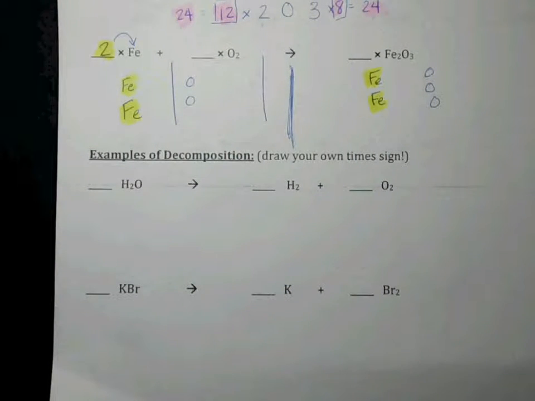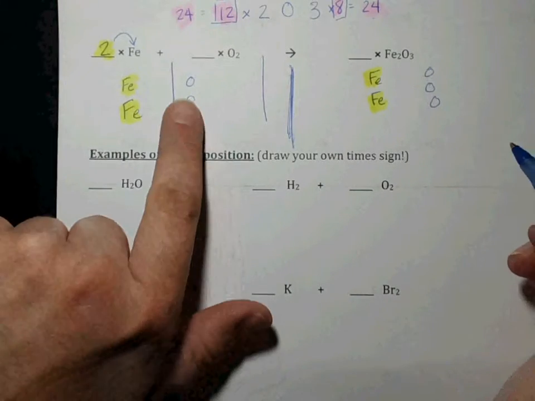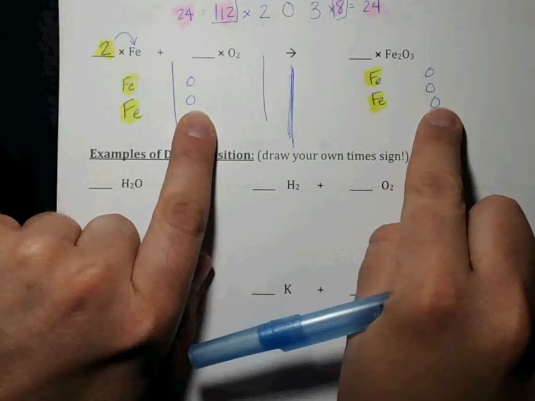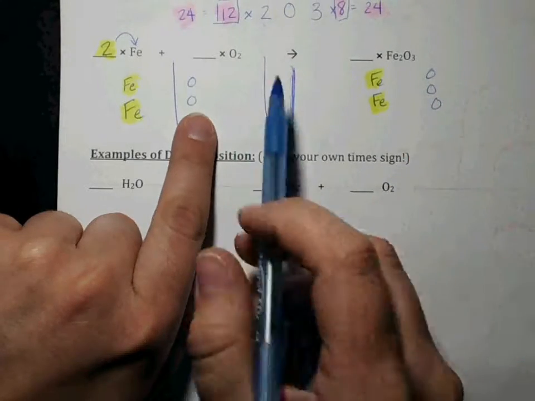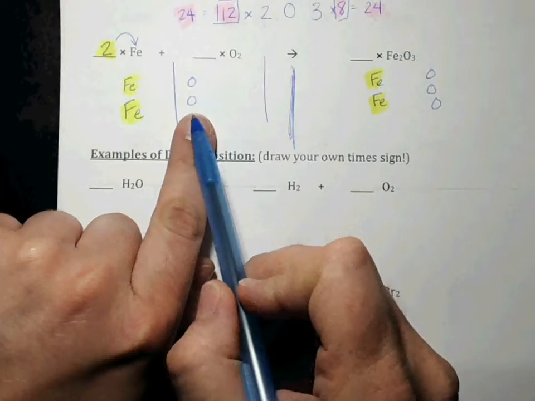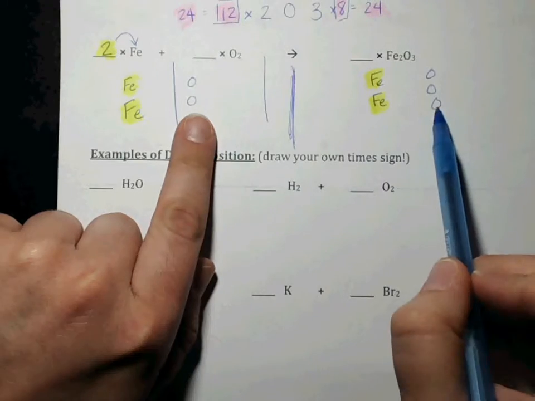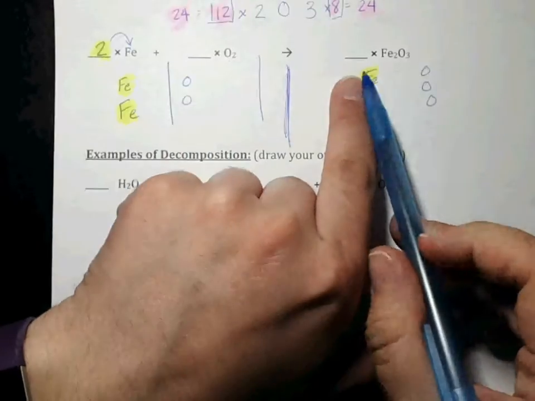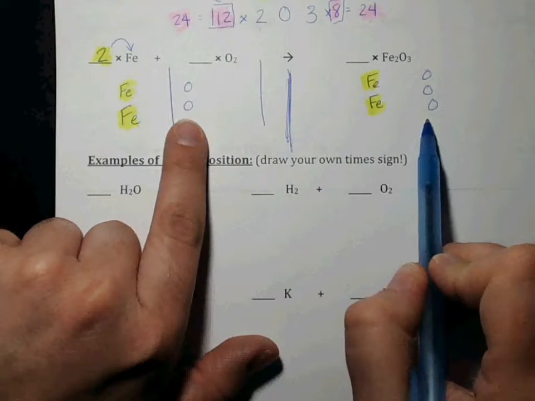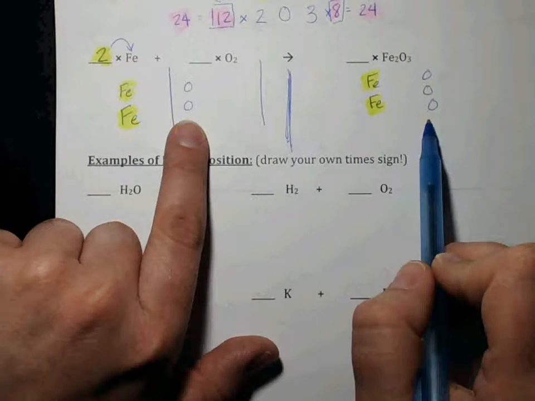Let's take a look at the oxygens. On one side I have 2 oxygens, on another side I have 3 oxygens. When this happens, there's no whole number that I can multiply times 2 to make it equal to 3, and no whole number I can multiply times 3 to make it equal to 2. So I'm going to have to make both numbers of oxygens go up to a higher number.